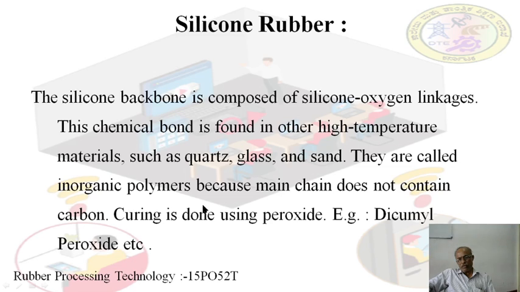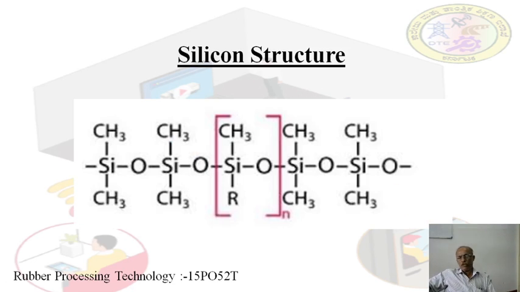So curing is done using peroxide, for example dicumyl peroxide, that is DCP, etc. So, structure of silicon rubber. This is the structure of silicon rubber. The main backbone, see here, silicon and oxygen linkage, repeated along the chain. Whereas in organic rubber, this linkage is carbon to carbon atoms, whereas here it is silicon to oxygen linkage. That is the difference between organic and inorganic rubbers.